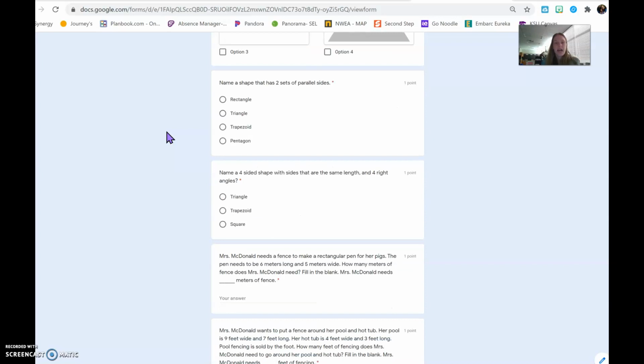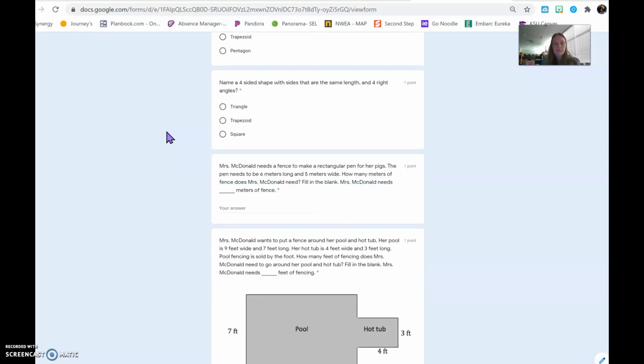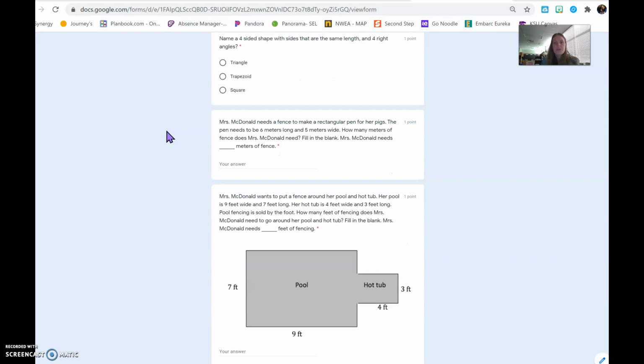Name a shape that has two sets of parallel sides. Rectangle, triangle, trapezoid, pentagon. Name a four-sided shape with sides that are the same length and four right angles. Triangle, trapezoid, square.